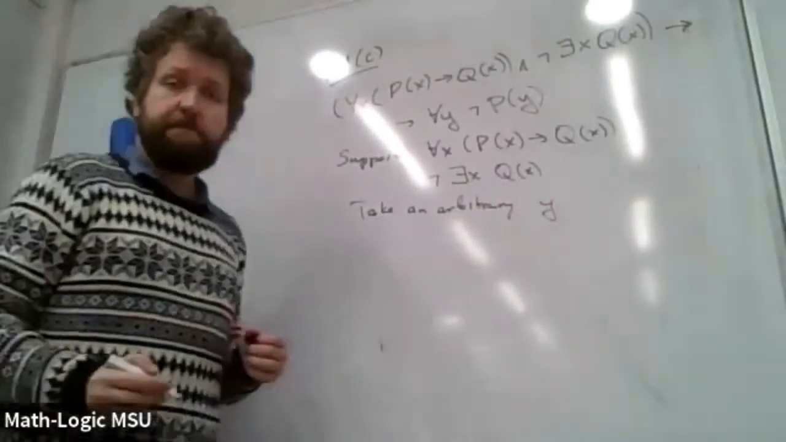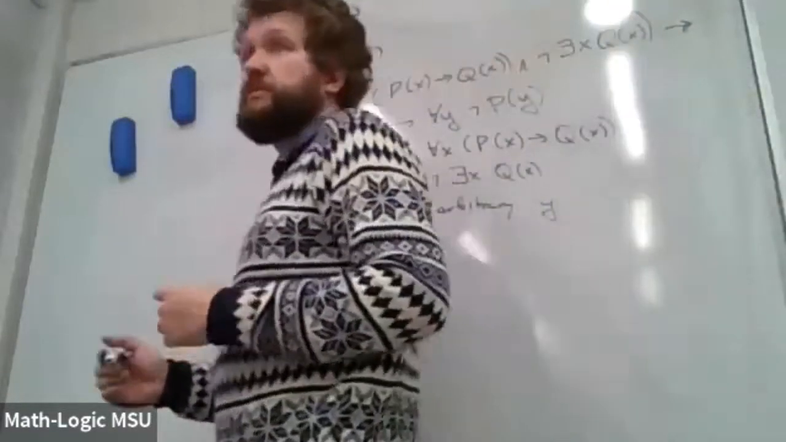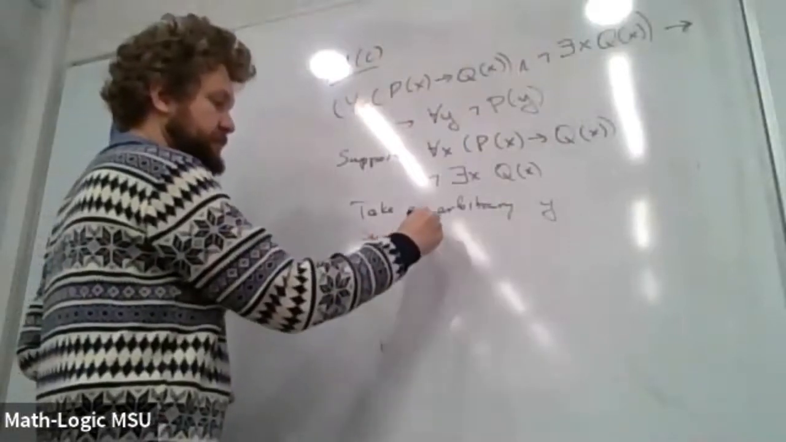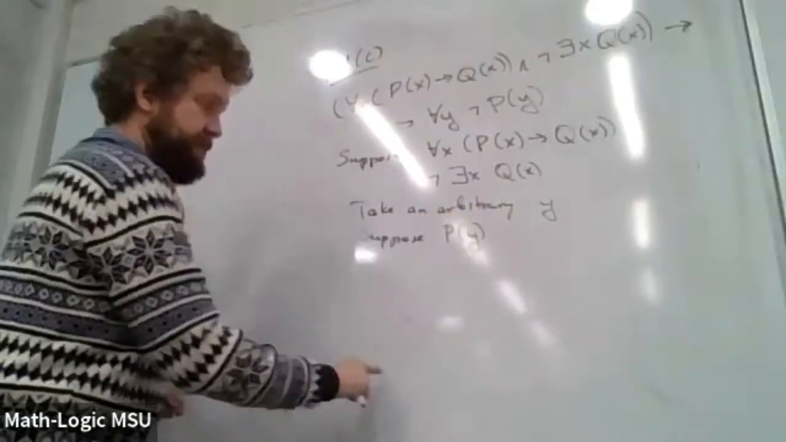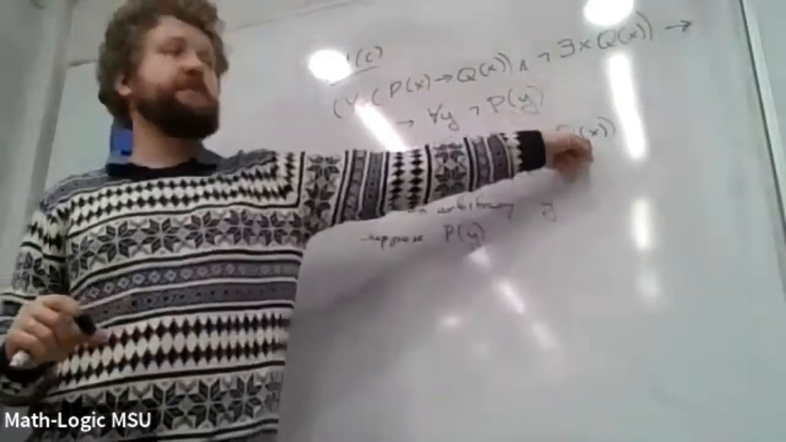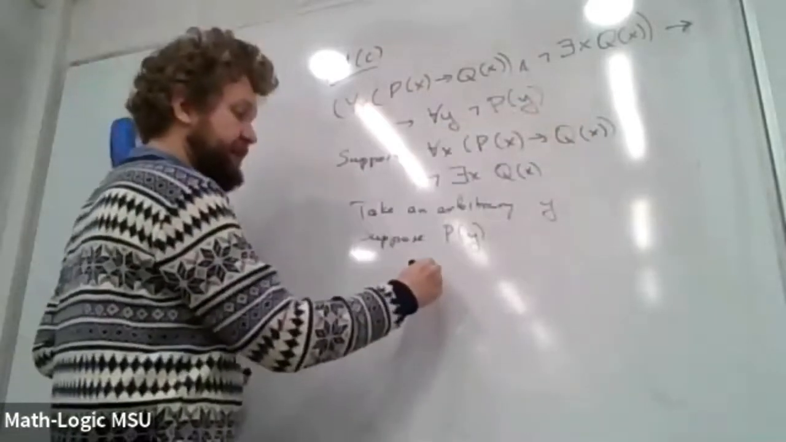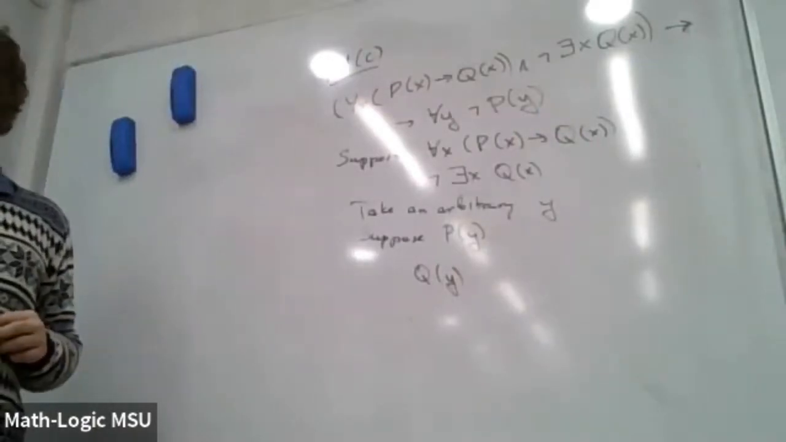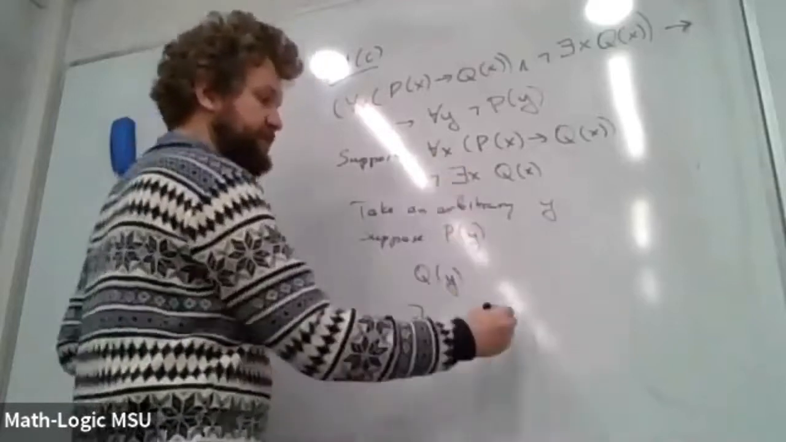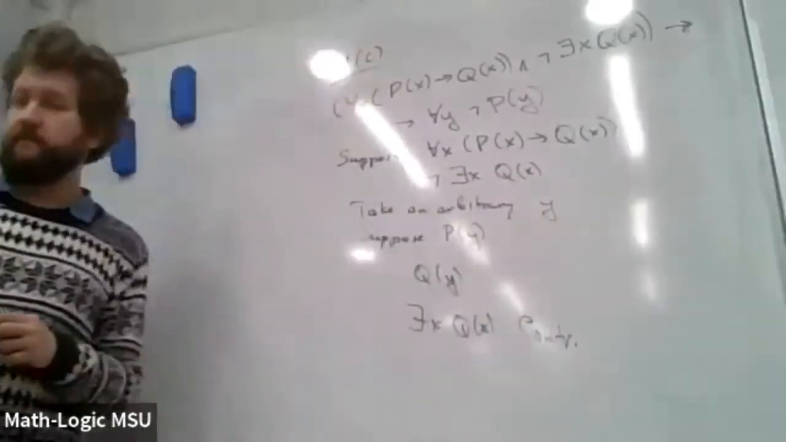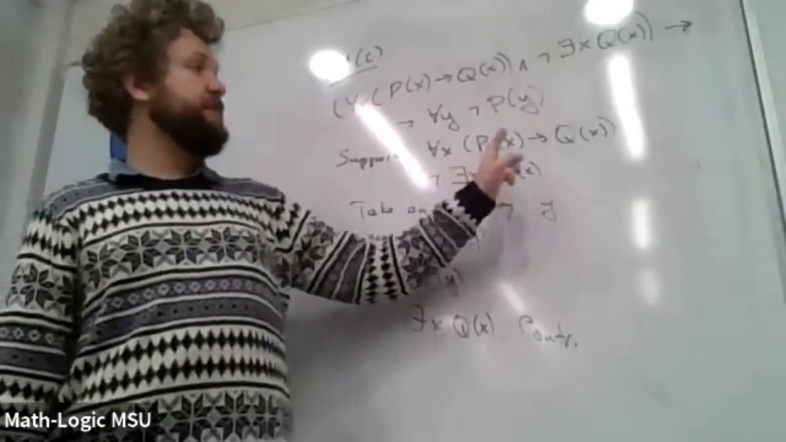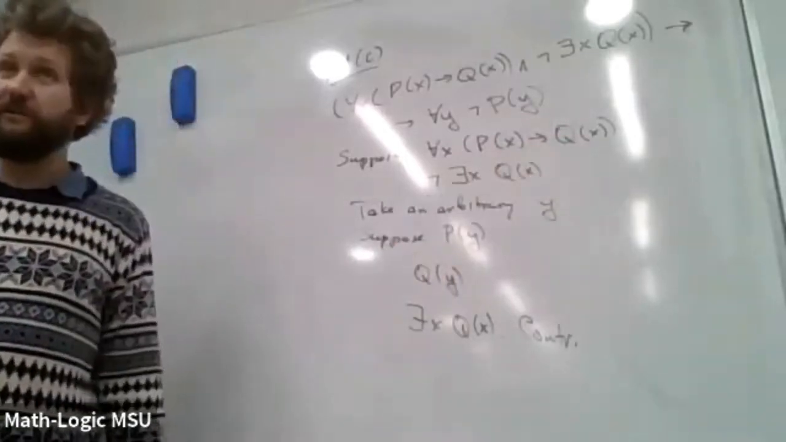And now we can go by contraposition. So we have to prove not p of y. So suppose p of y. We want to get a contradiction. Suppose p of y, now we have this general statement that p of x implies q of x, so we will get q of y. And now this means that we have there exists x such that q of x. And this is a contradiction. How is that q of y? Oh, because for all x, we have p of x implies q of x. In particular, we have p of y implies q of y.